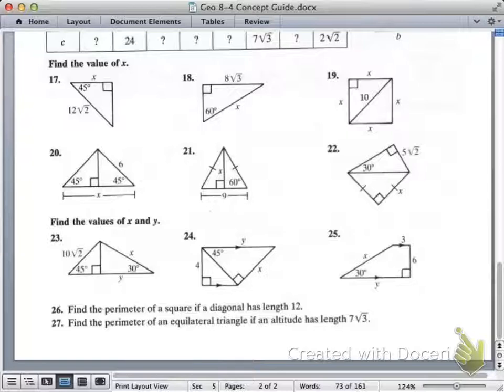And what I'd like for you to do is there's 9 questions down here. No, I'm sorry, there's 11 questions. I'd like for you to choose 6 of them and give them your best shot. If you want to do all 11, good for you, but I'm requiring that you do 6. Give them your best shot. There's 45, 45, 90 triangles. There's 30, 60, 90 triangles.